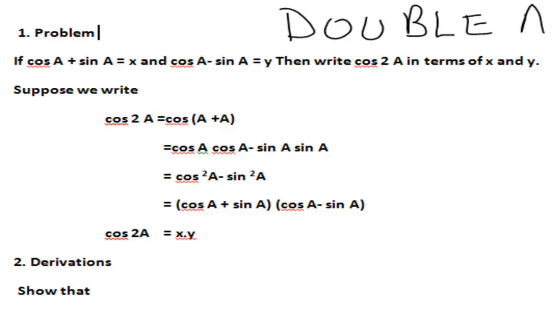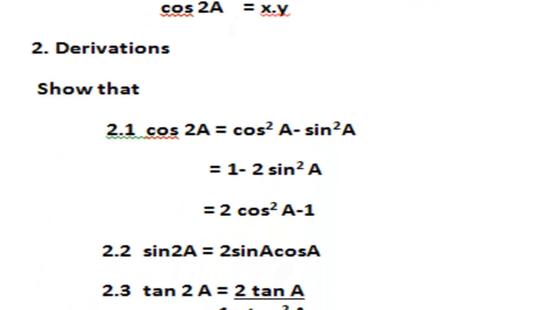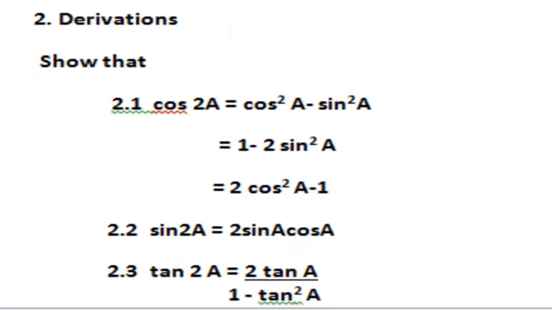Cos of 2a is cos squared a minus sine squared a. Now if you replace cos squared a by 1 minus sine squared a, you will get the second expansion for cos 2a. And if you replace the sine squared a by 1 minus cos squared a, you will end up with 2 cos squared a minus 1.